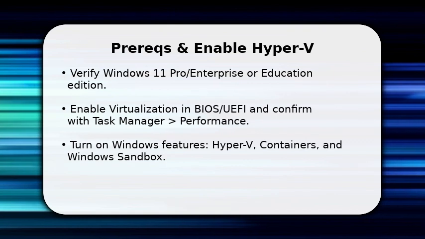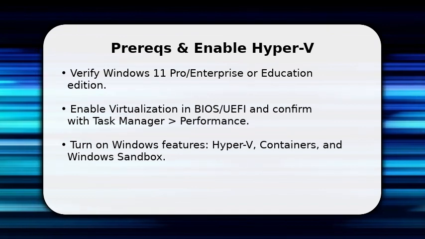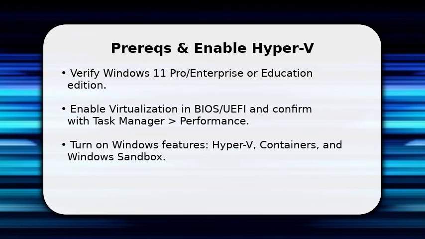Once done, open Control Panel, Programs, Turn Windows features on or off. Make sure to check Hyper-V, Containers, and Windows Sandbox. These components provide the VM host and the lightweight isolated environment. After enabling, click OK and restart to apply the changes.